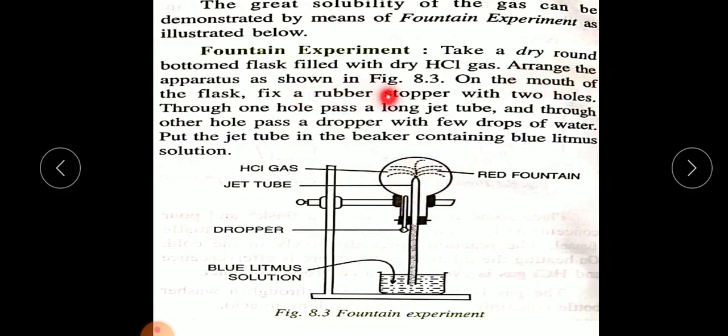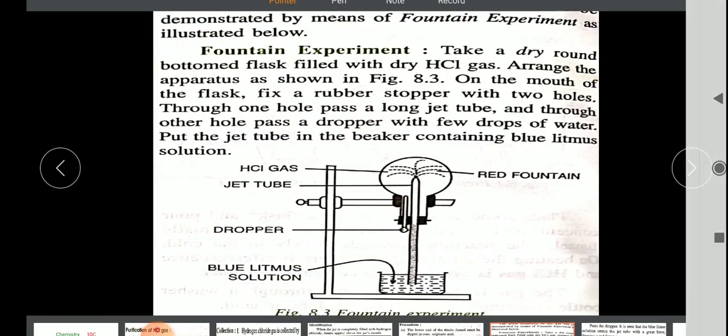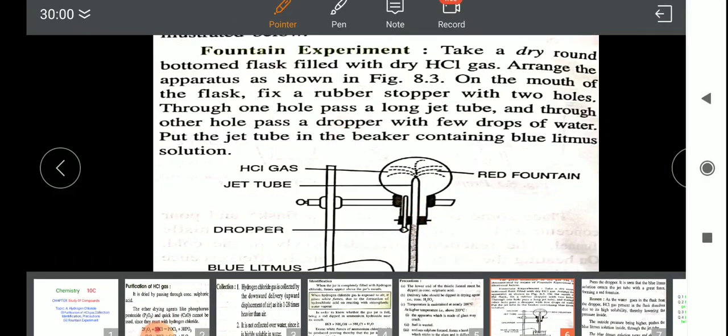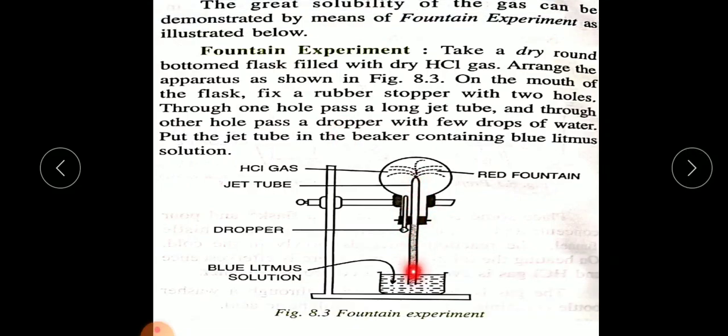Arrange the apparatus as shown in figure 8.3. You have to arrange this in this manner. Here we have kept the round bottom flask in an inverted position, upside down, and on the mouth of the flask we fix a rubber stopper with two holes. Through one hole, pass a long jet tube, and through the other hole, a dropper. This smaller one is the dropper with a few drops of water inside it.